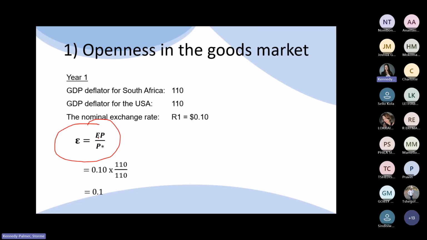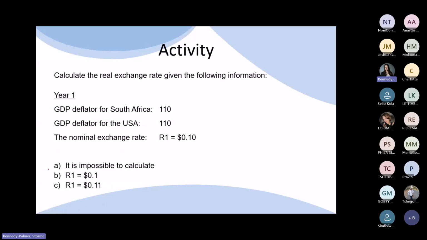As I said to you, this example is very easy because the two price levels just cancel each other out, which equals 1. So 1 times 0.1 is 0.1, which gives us the answer, which is the same as the nominal exchange rate. So in this case, the real exchange rate is equal to the nominal exchange rate because these two cancel each other out. So the correct option, as indicated earlier, is B.